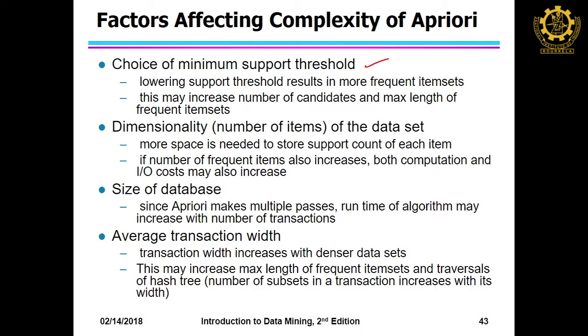One is the minimum support threshold. If you lower the threshold, you will have many frequent item sets, and as a consequence many rules. Number of items in the data set: if the number of items increases, obviously the item sets also increase. Size of the data set is also a problem, because if you have huge transactions, Apriori, for each candidate item set generation for a length k, for each length, say 1, 2, 3, searches the database that many times. Therefore, if the transaction set is huge, complexity goes high, and if the data is very dense, it will take more time.